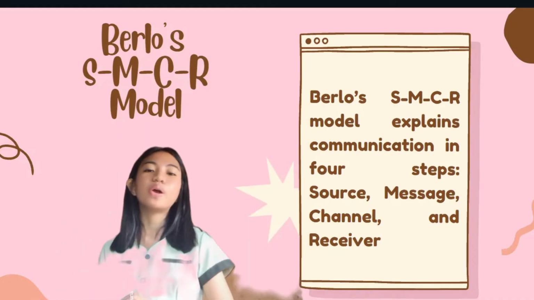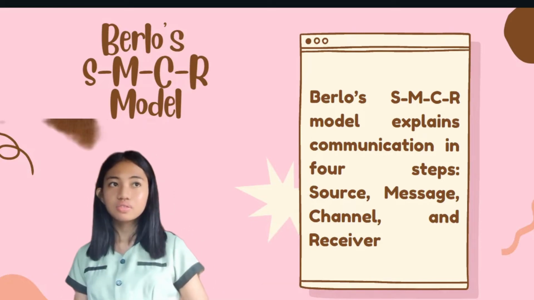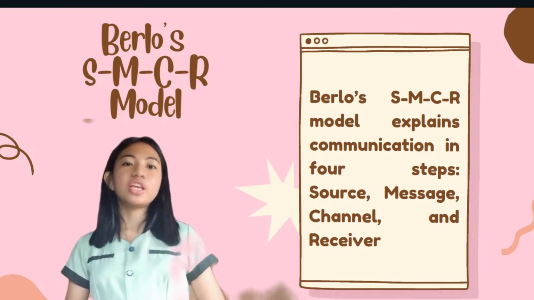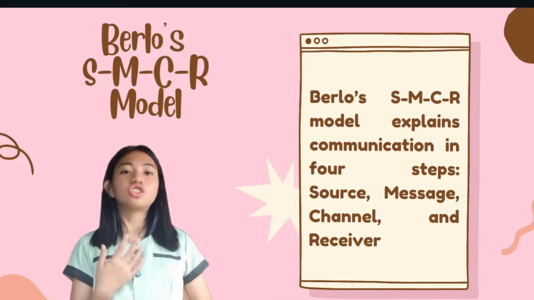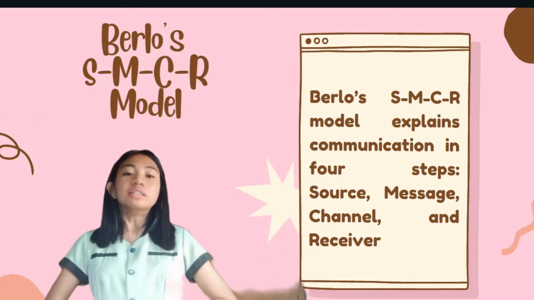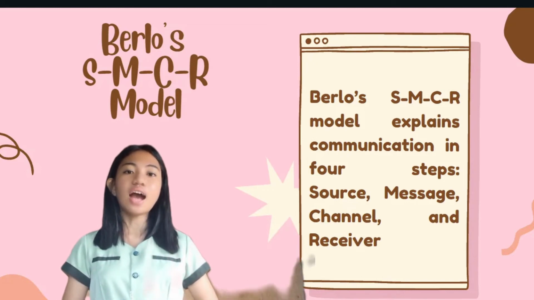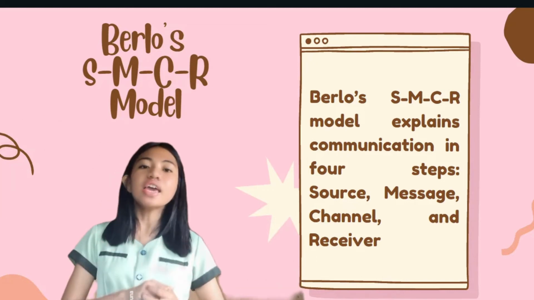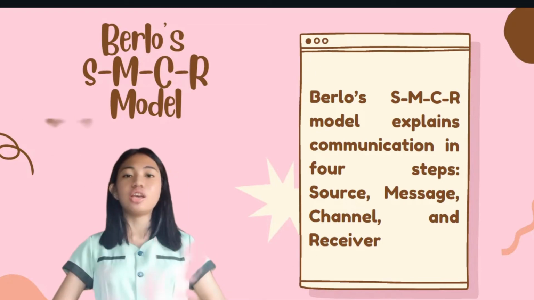Now we have the Berlo's SMCR model. It explains communication in 4 steps: the source, message, channel, and receiver. The unique aspect of Berlo's model is that it gives a detailed account of the key elements in each step that will affect how well the message is communicated.